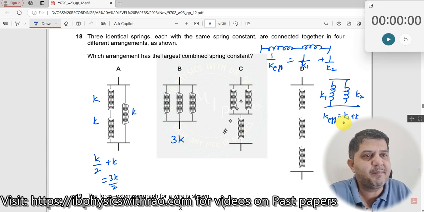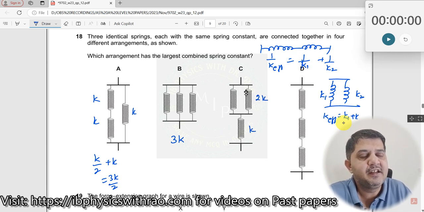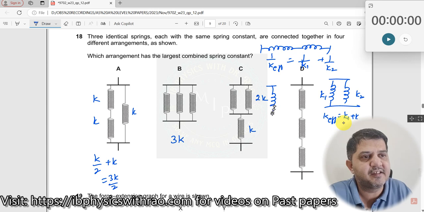Two springs are in parallel, which means here it will be 2k and here it will be k over here. So these two are in series now, right? So when they are in series, I can model these two like this, remove this bar. Now this will be like this over here. So this will be 2k, this will be k.